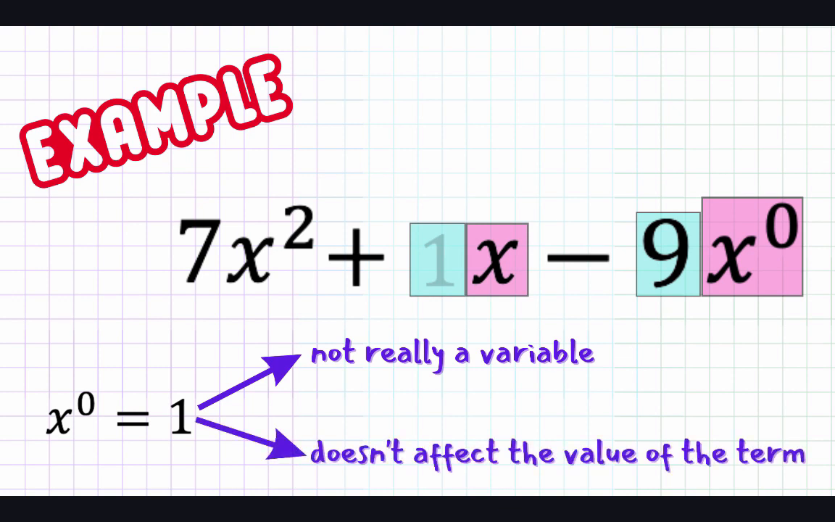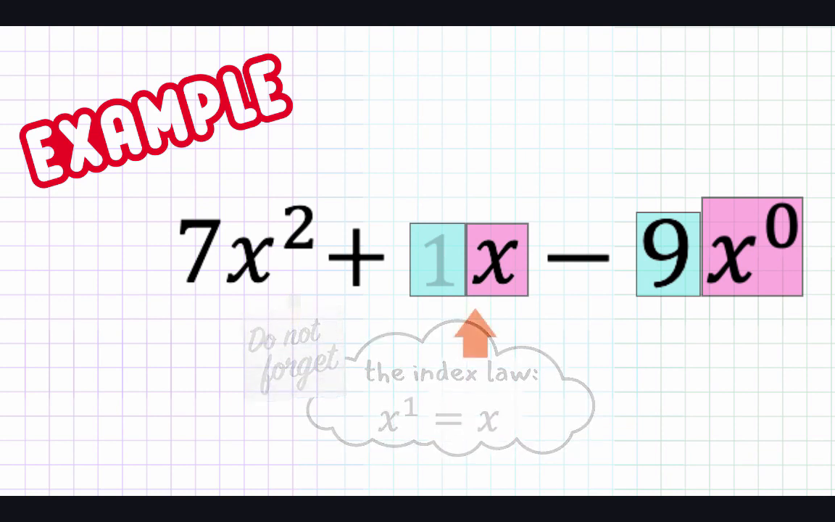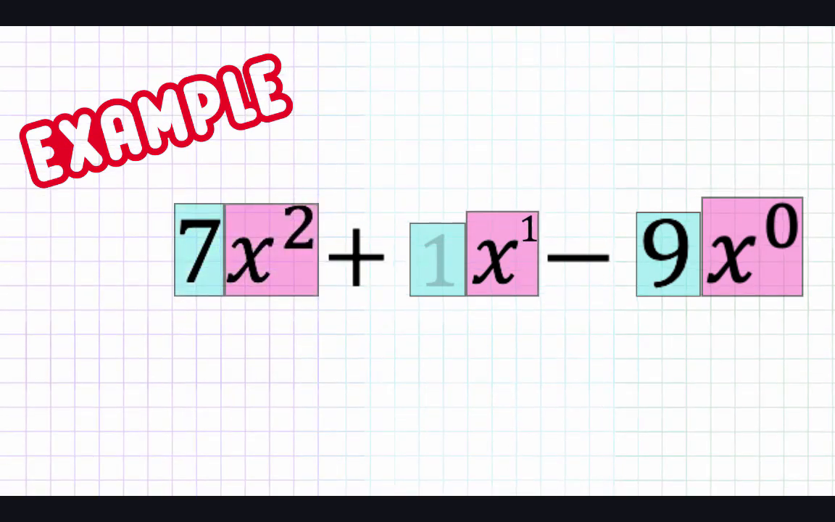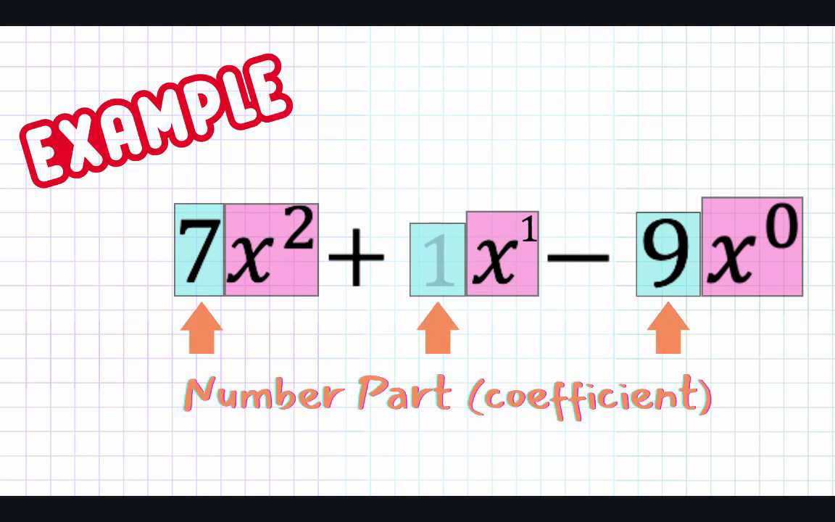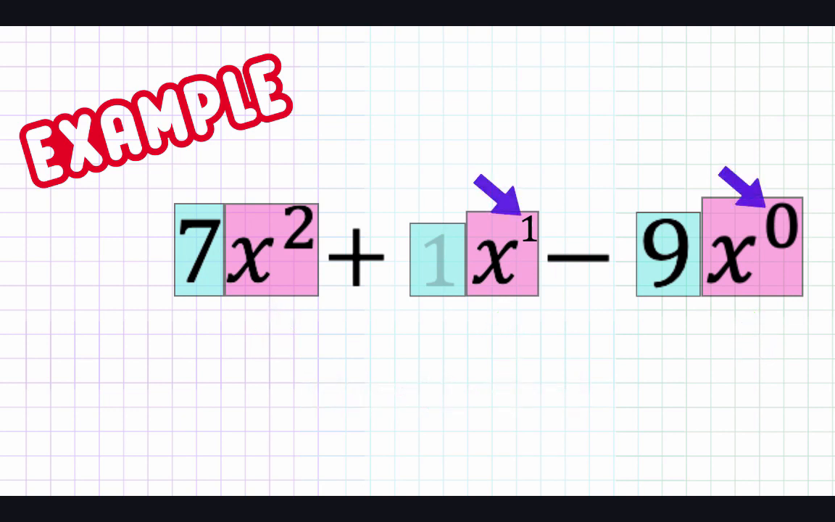In addition, when considering the variable on the middle term, if we recall the index law which states that any number raised to the first power is just itself, we can see that the middle term can be also expressed as 1x raised to the first power. So, are we beginning to see a pattern? Each term has a number part or coefficient, and each term has a variable part that is raised to a power, whether it be 0, 1, or 2.